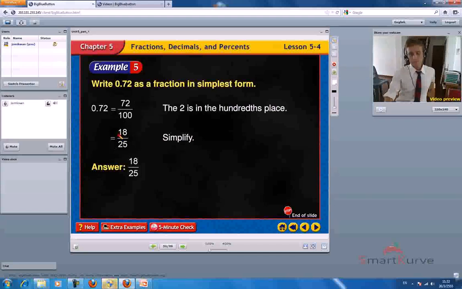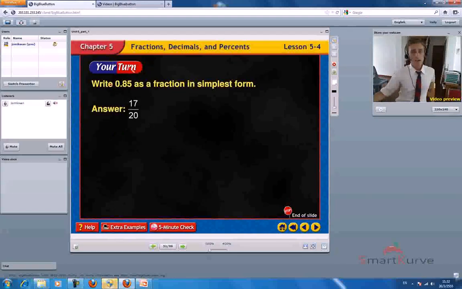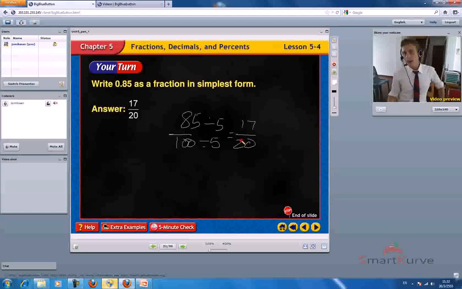Write 0.72 as a fraction in simplest form. 0.72 is 72 over 100. The 2 is in the hundredths place. So we then simplify it. 72 and 100 can each be divided by 4, giving us 18 over 25.